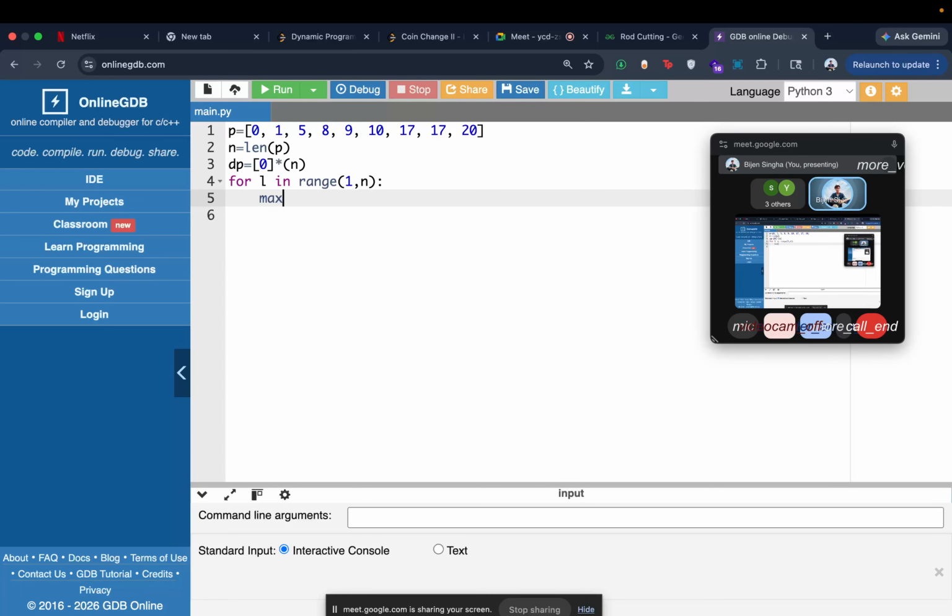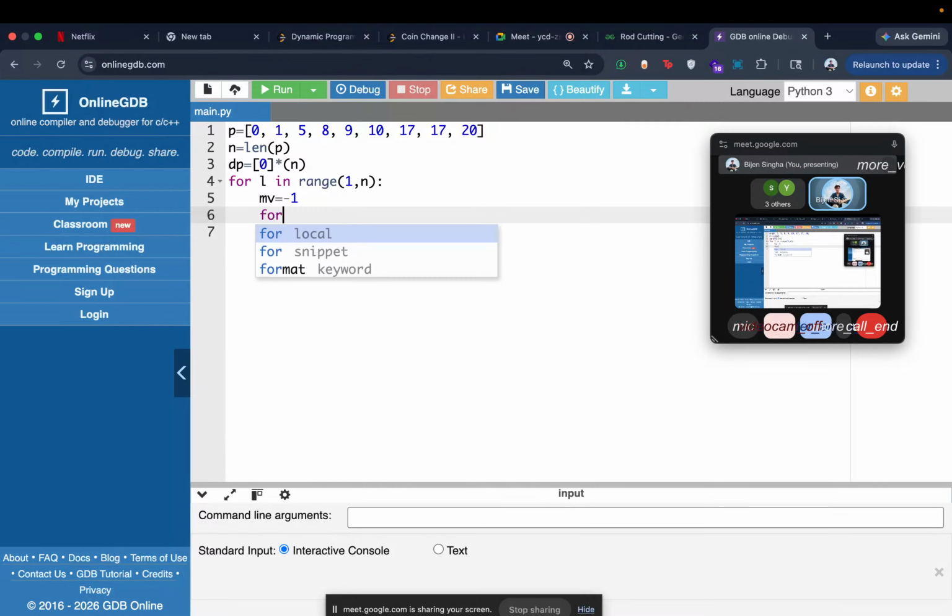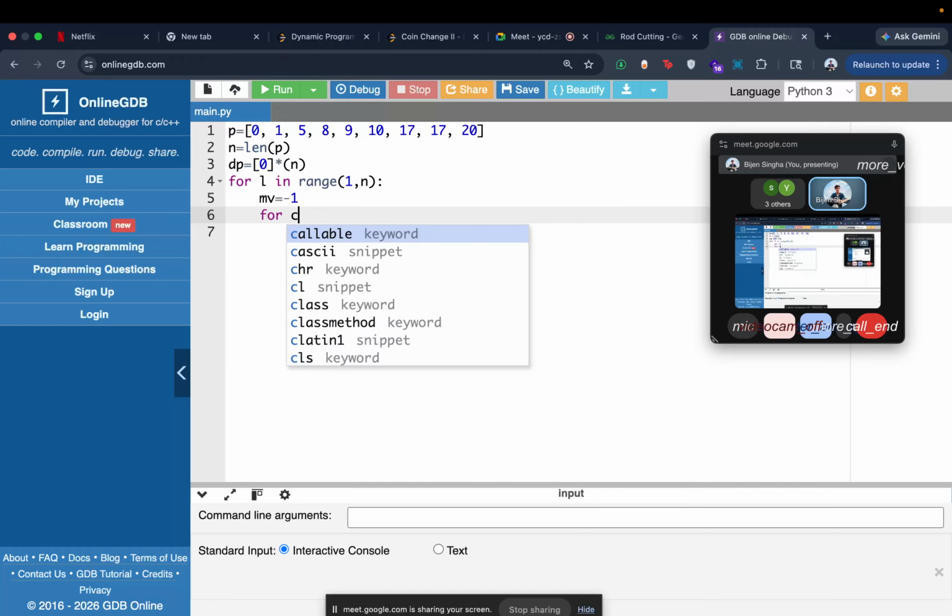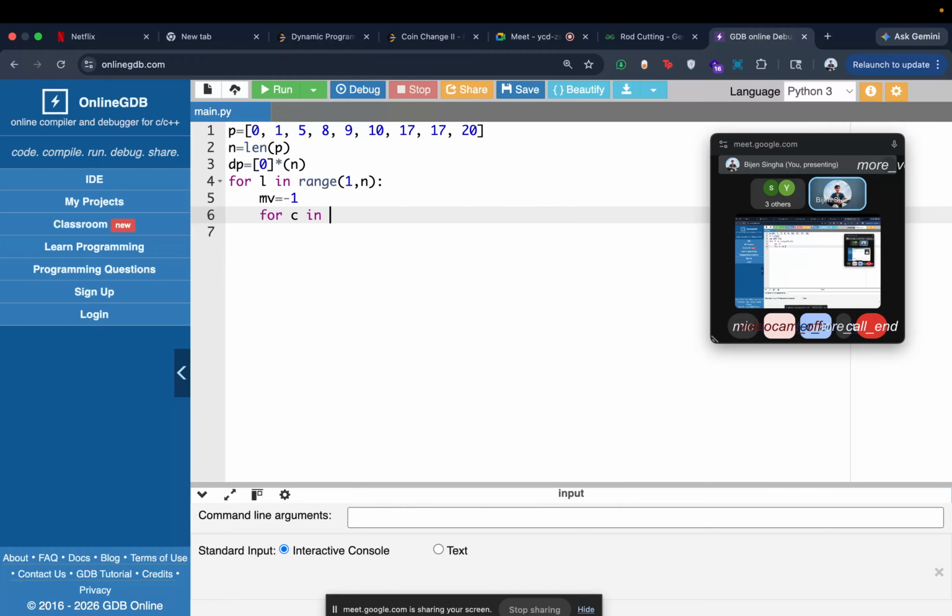Okay. Now max value. What is max value? MV. I'm just putting it as -1 so that I can compare with the current value and then I'll check. Now for cuts, for C in range, from where to where I'll cut? I have changed the cut to 1 to 7. Okay, 1 to 7 is basically 1 to L.